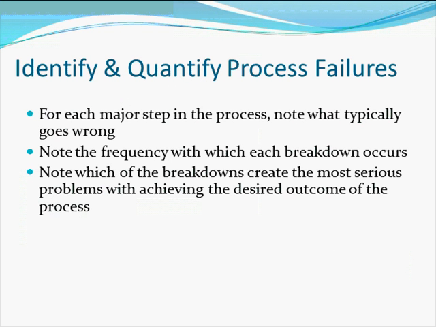So now we want to identify and quantify where things went wrong. So note the frequency in which each breakdown occurs, and then note which of the breakdowns create the most serious problems with achieving the desired outcome of the process. So we're looking for common themes. So again, through our process observation and feedback from those involved in the process and using our data, we'll help paint that full picture from start to finish to understand what is happening. And then we can understand where we need to go with our improvement efforts.